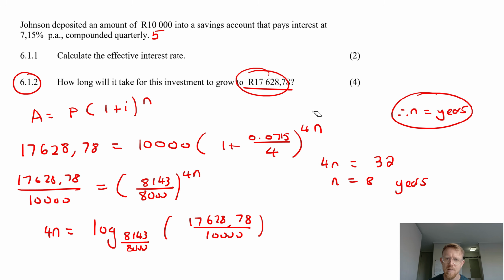For learners that didn't put a 4n over here, but just put an n, you would have gotten an answer of 32, but then you wouldn't say 32 years, you would say 32 quarters, and then you would just convert that to years. And you know that in every year there are 4 quarters, so you could always work it back.